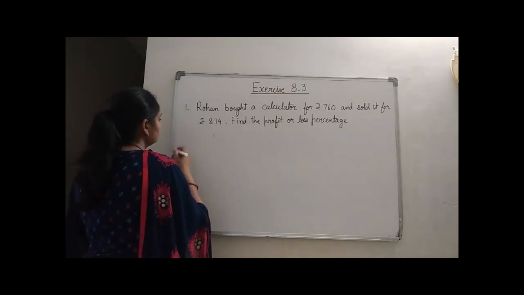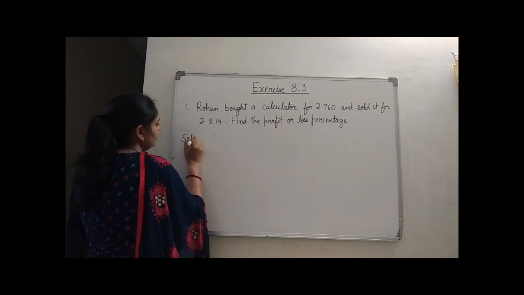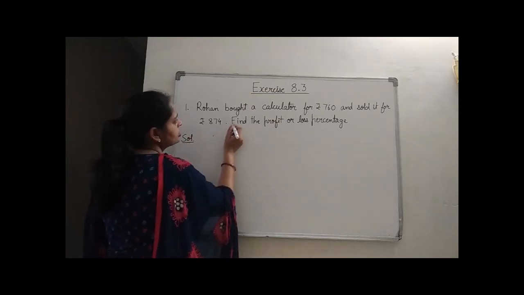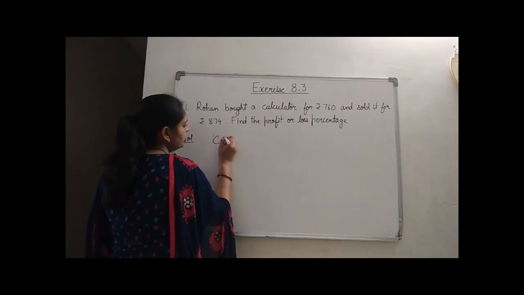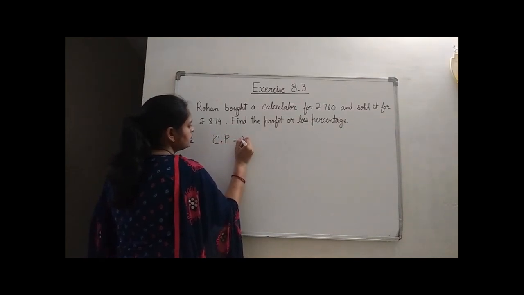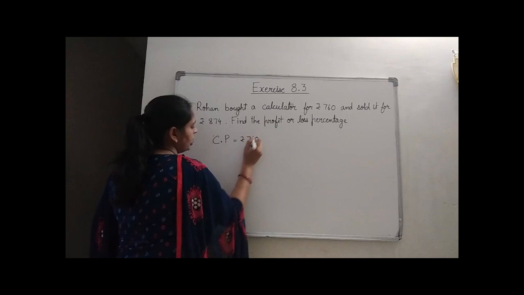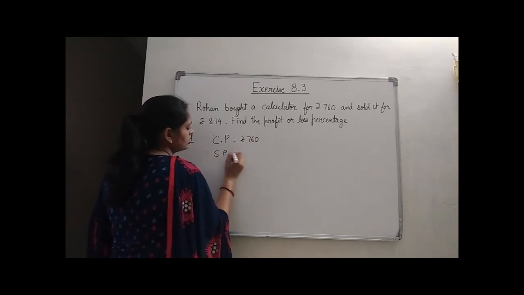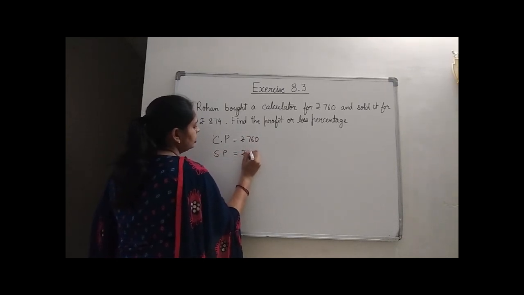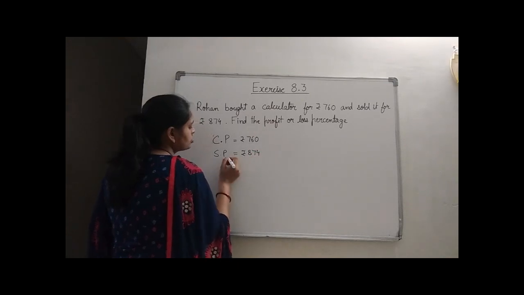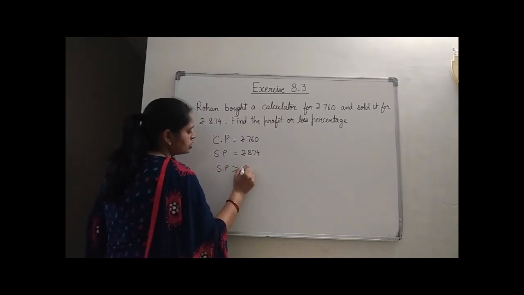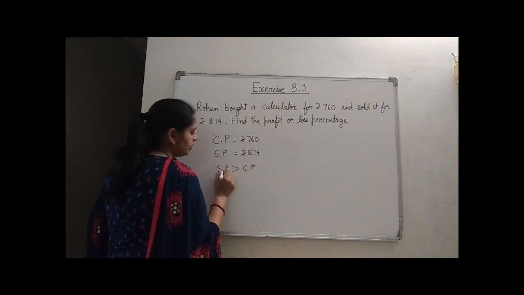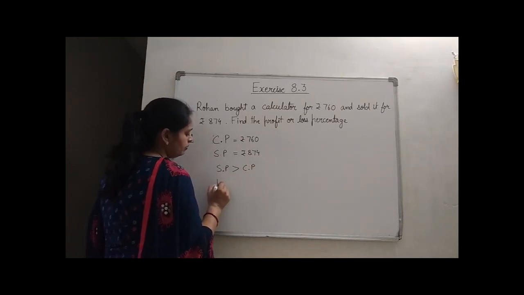Now see, to check for profit or loss, what thing we have to see, which is greater. See, this is the cost price. Calculator is bought for rupees 760, so cost price is rupees 760, and it is sold. That is the selling price. Selling price is rupees 874. So from here we can see that selling price is greater than cost price, and when selling price is greater than cost price, we are having profit.